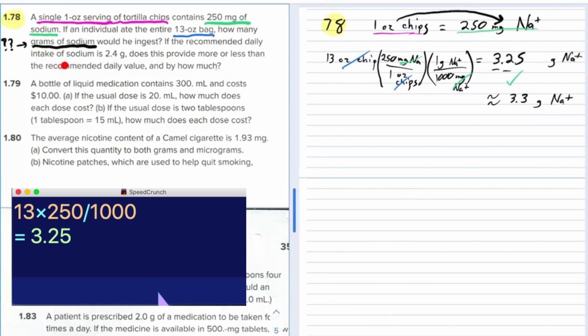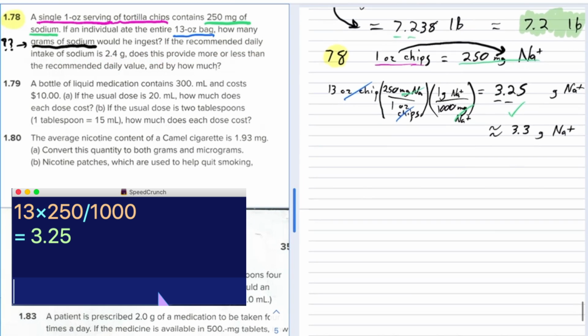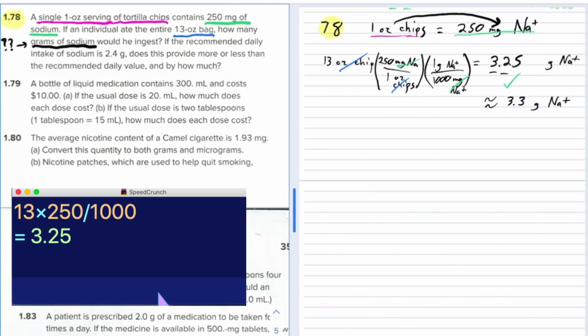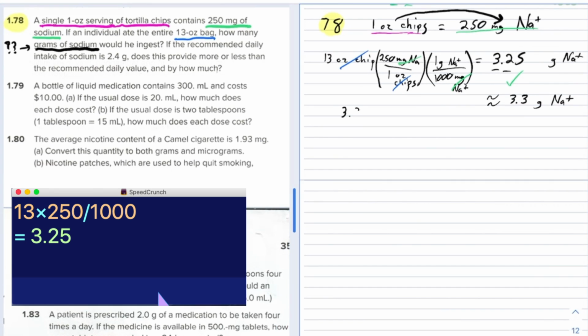If the recommended daily intake of sodium is 2.4 grams, does this provide more or less? Well, it provides more. You're getting 3.3, and all you needed was 2.4, so you're getting 0.9 grams excess. 3.3 grams minus 2.4 grams is going to be 0.9 grams of sodium excess, which is going to cause you to have more sodium than you should have. It affects heart, blood pressure and stuff. Anyway, check.